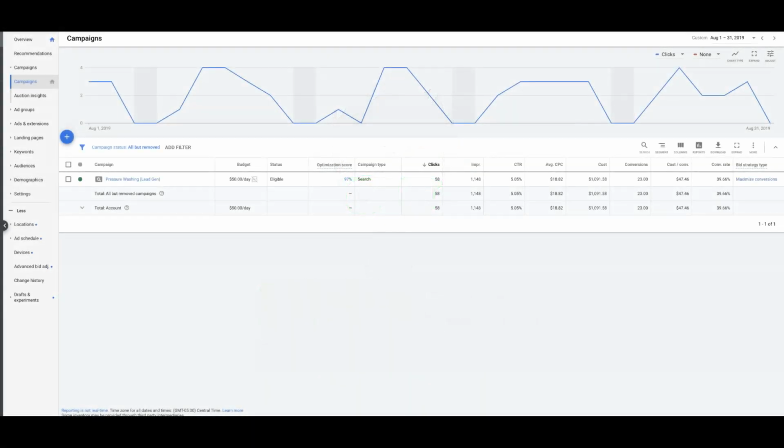What's going on, guys? Rob from Clicks Geek, and today's case study, we're going to run through a pressure washing campaign in its peak season, which is the summer, and we're going to take August. So 31 days in August, we're going to run through this.